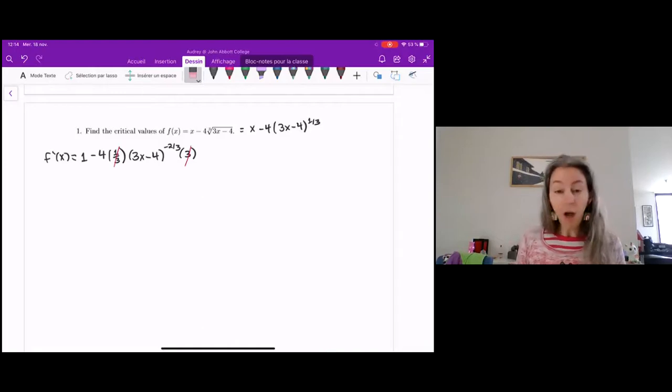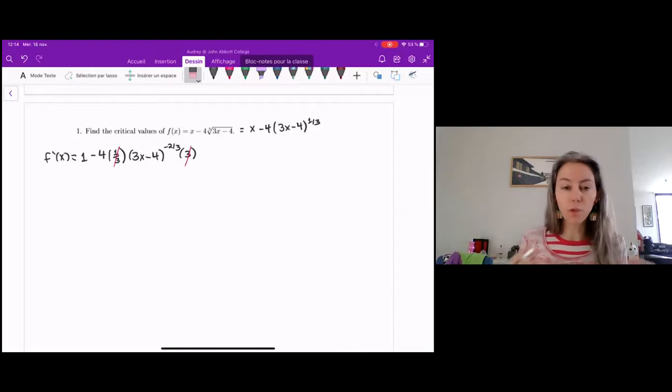Now this is not addition or subtraction, this is all multiplication. This is like 4 times 1/3 times (3x minus 4) to the negative 2/3 times 3. So order doesn't matter, nothing is stuck to itself, nothing is stuck to each other. 1/3 times 3 is 1, that's okay, I can do that, this is all multiplication.